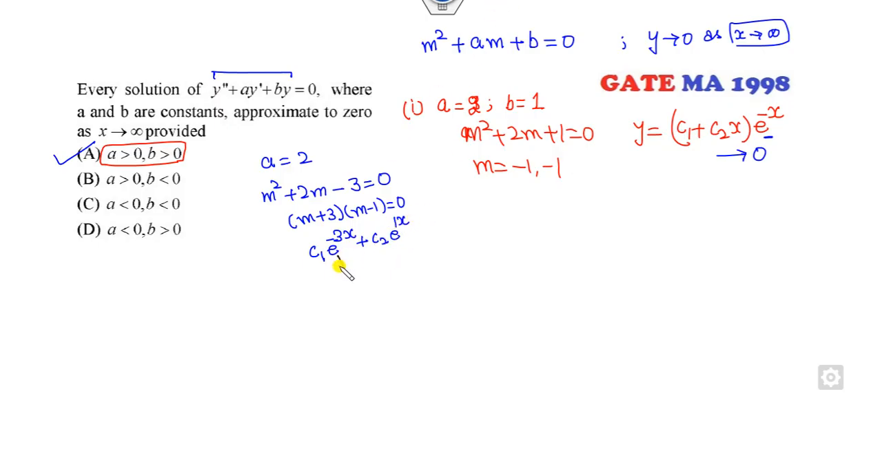So clearly this value will go to 0, but this value will go to infinity. So the complete term will go to infinity. So this option is cancelled out. Look at the third option.